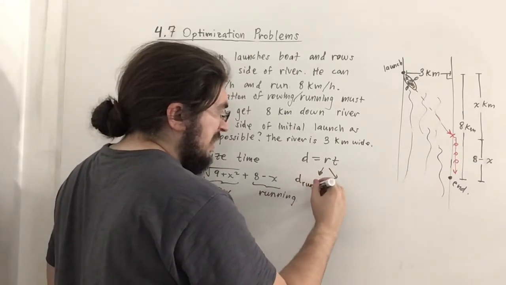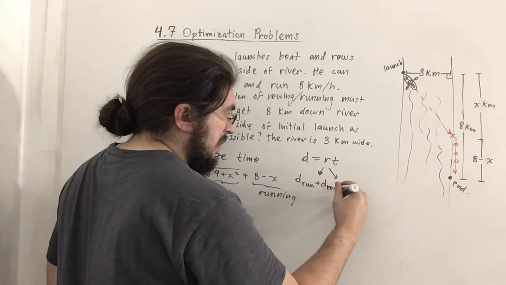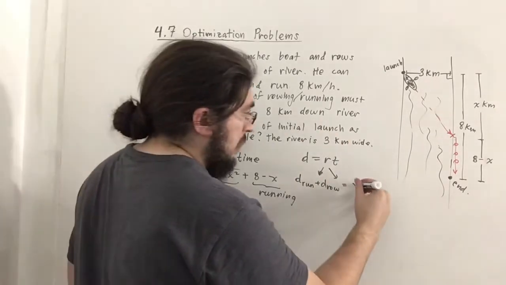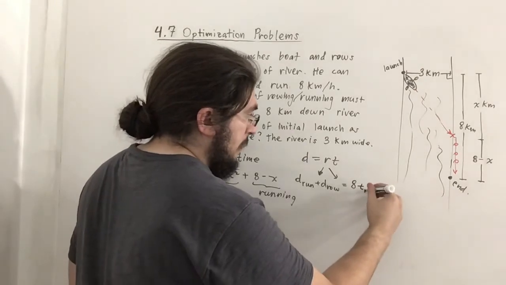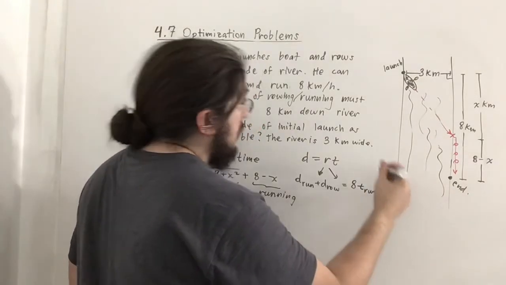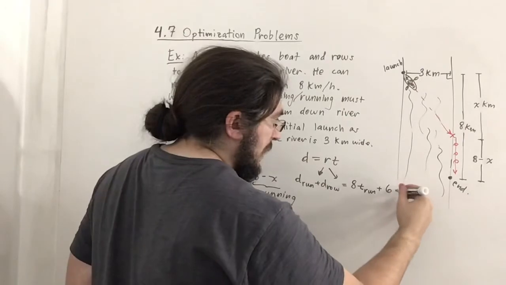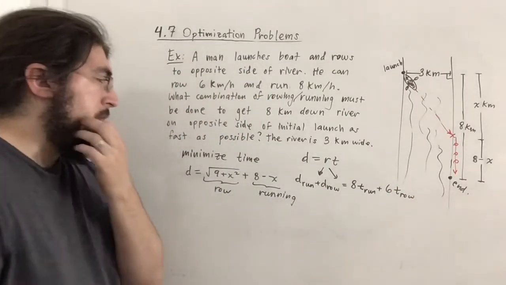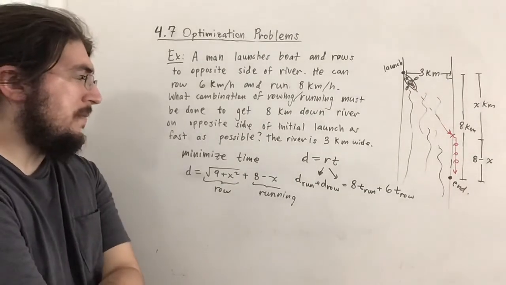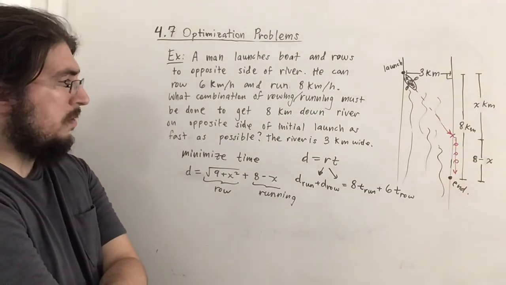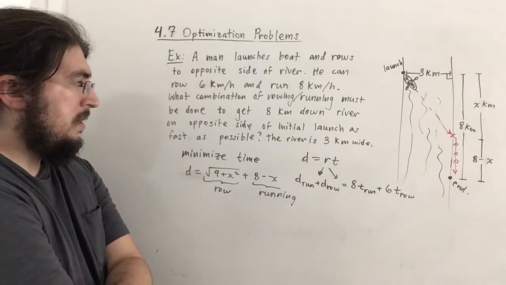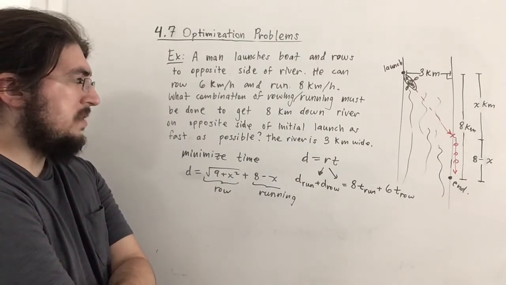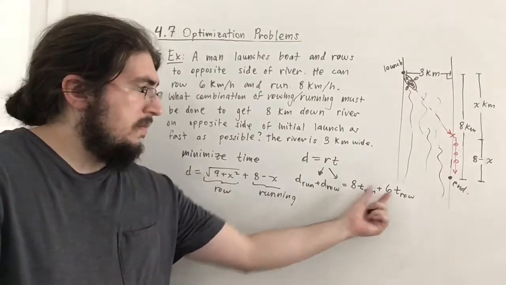There's the running distance and then there's the rowing distance. So the running distance is going to be the rate at which he runs, which is 8 kilometers per hour, times the time it takes him to run, plus his speed for rowing, which is 6 times the time it takes him to row. So there we go. But we want to find the total amount of time. So this is getting more complicated. We want to find the total amount of time it takes him. So we have to solve for the sum of these two somehow.